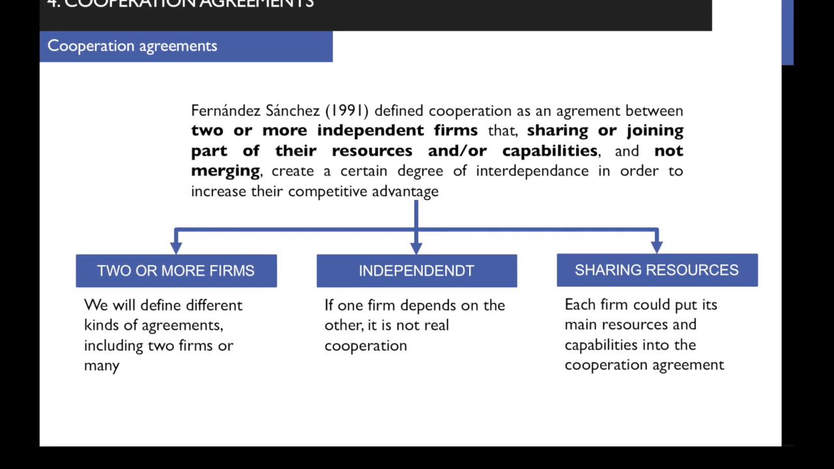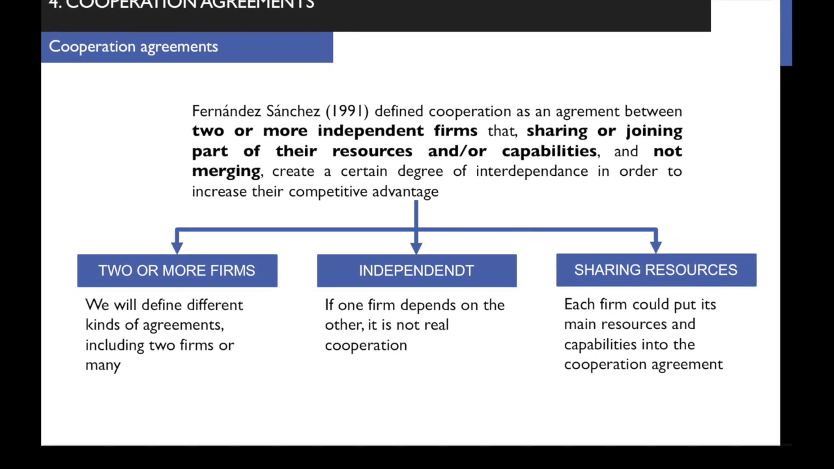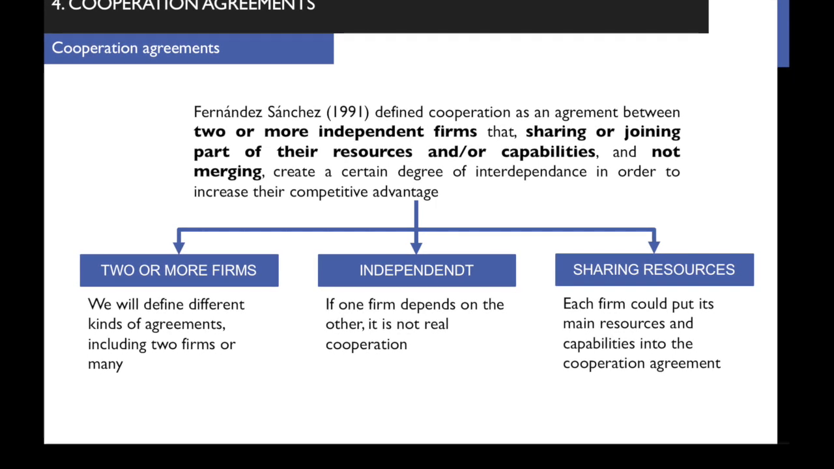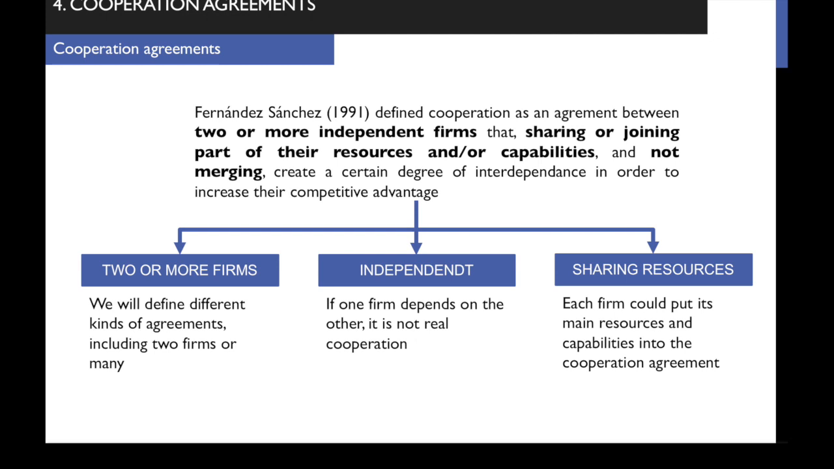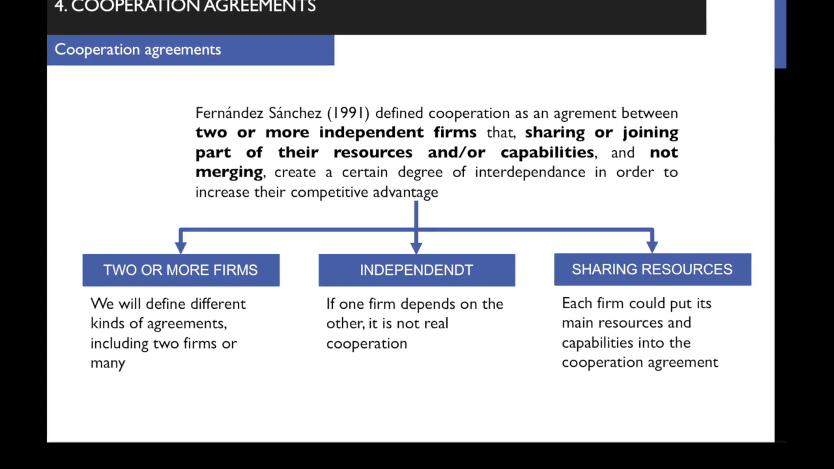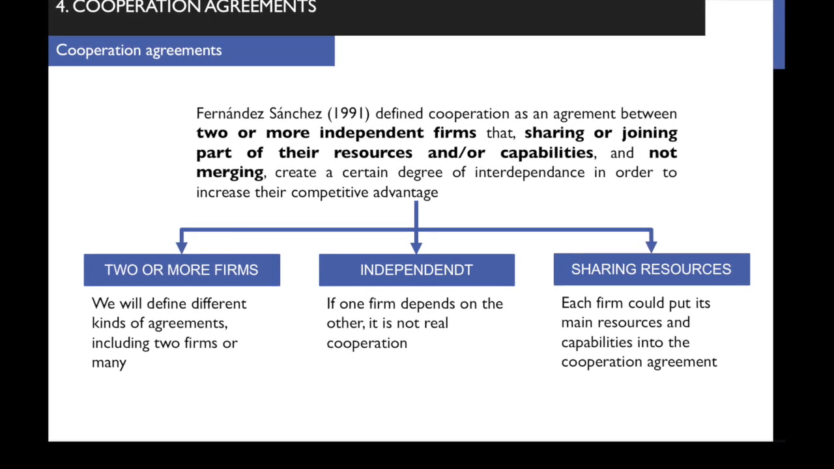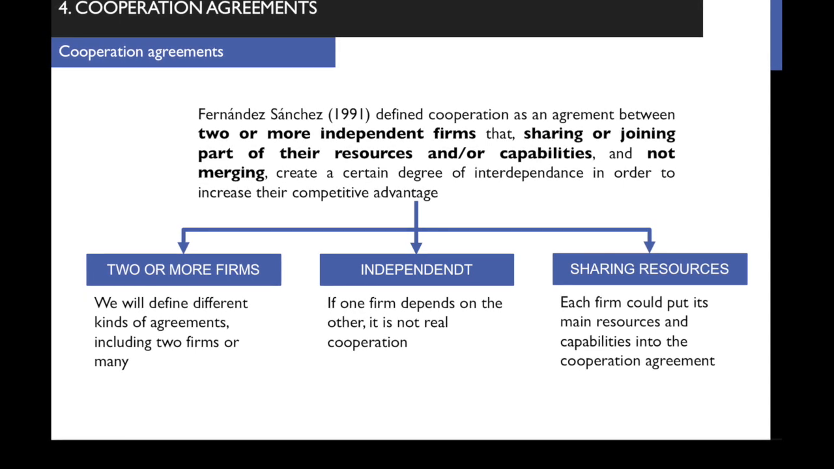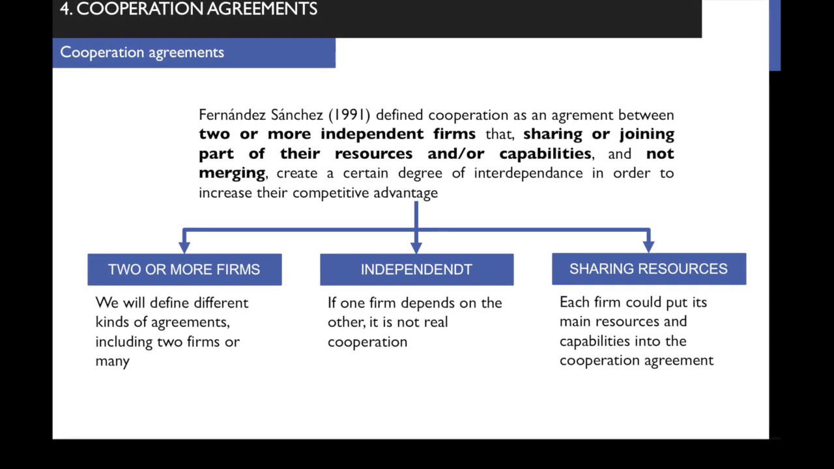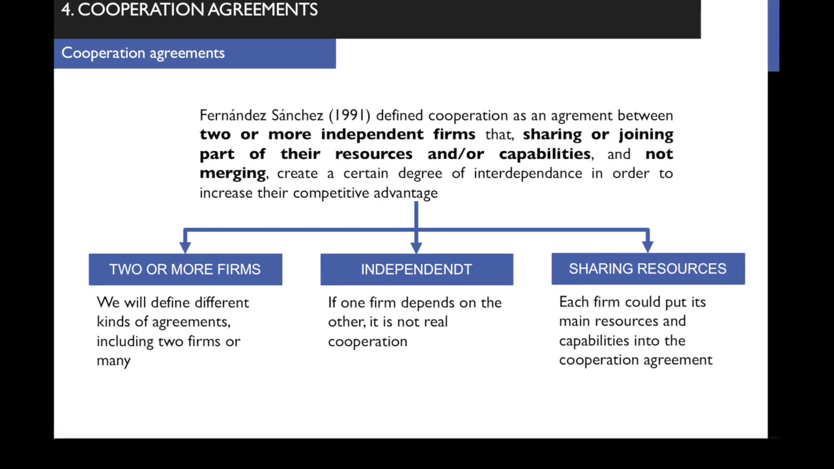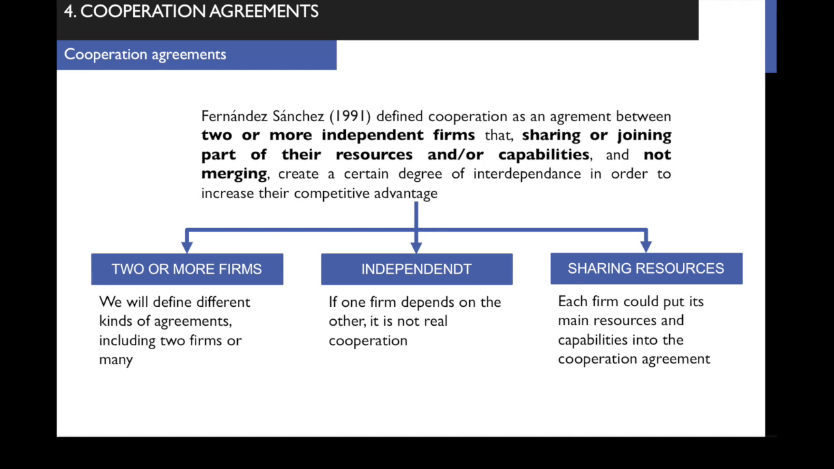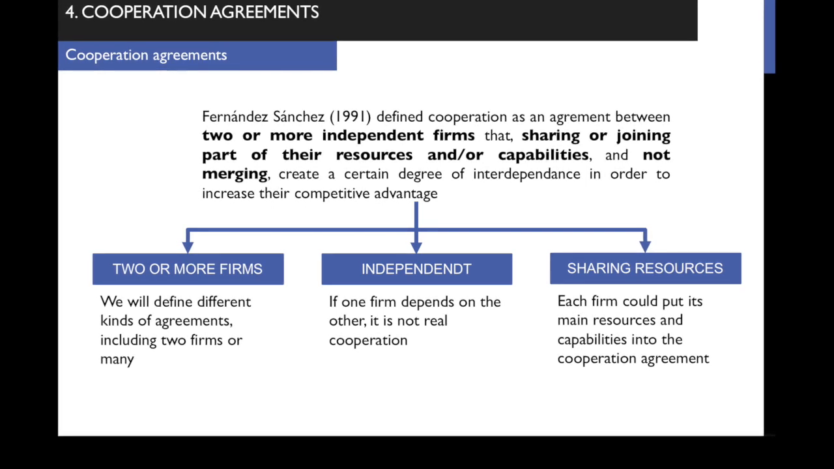Know what I mean? In order to be able to say that two firms, two companies, are cooperating, they should be independent and they should have the possibility of not cooperating. If they cannot decide, then you cannot truly call it cooperation. Well, these companies share resources, normally the best thing that they can give to the cooperation agreement.